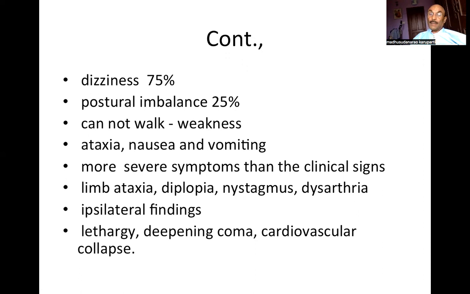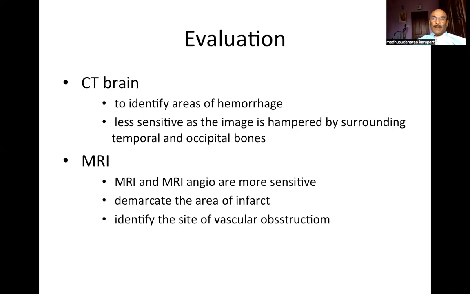Lethargy, deepening coma, and cardiovascular collapse are the severe manifestations of cerebellar stroke. So after detailed examination of the patient with cerebellar stroke, go with the CT brain to identify the area of hemorrhage. It is less sensitive as the image is hampered by the surrounding temporal and occipital bones. CT is not that sensitive. MRI angiography is more sensitive. It demarcates the area of infarct and identifies the site of vascular obstruction.